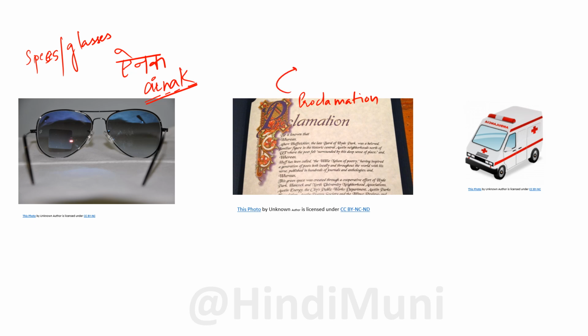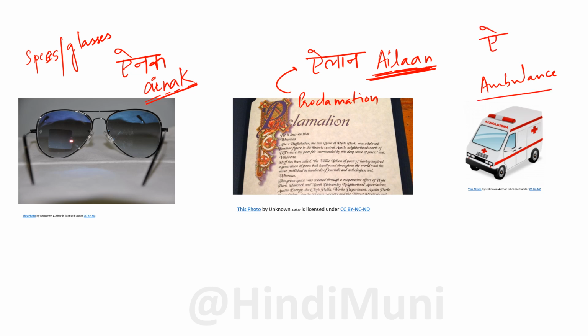Then this is a proclamation. In Hindi, it is called Elan. Elan. And ambulance is called ambulance. It's just written with E. Ambulance. Okay, so just going over the words once more. Enak. Enak. Elan. Elan. Ambulance.